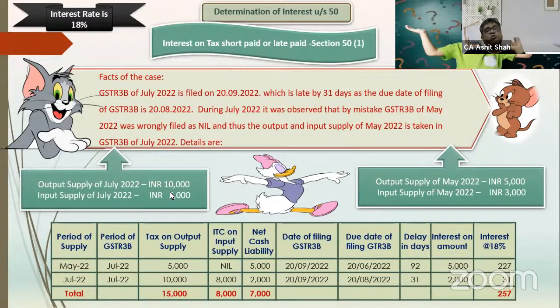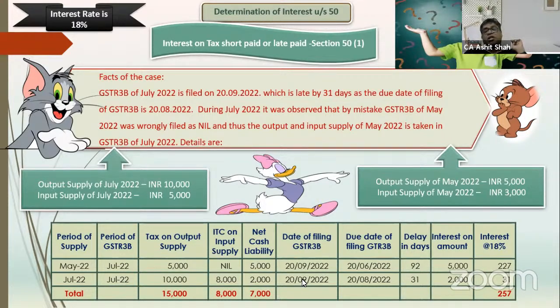Now in July 22 my output tax liability is 10,000 rupees. Input tax credit is 5,000 rupees for the month of July and 3,000 rupees for the month of May 2022, 8,000. So my input tax on supply would be 8,000 rupees. So my net cash liability would be 10,000 minus 8,000, which is 2,000.